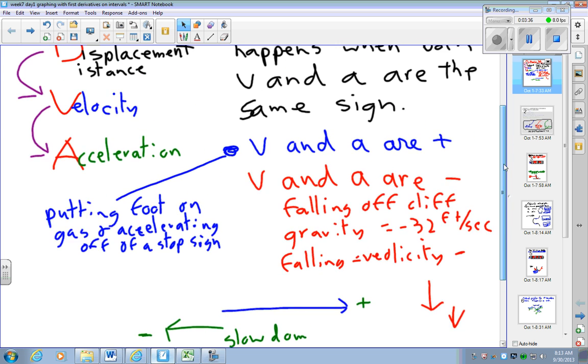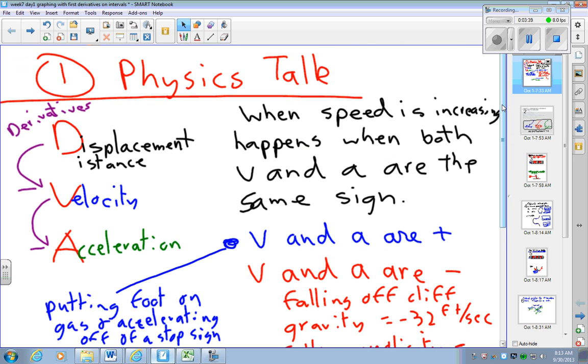So if I ever talk about a particle and I say, here's your displacement function, and it wants to talk about acceleration, how many derivatives do I need to go from displacement to acceleration? 2, okay? All right, with that said, just a little physics talk before we really dive into this chapter.